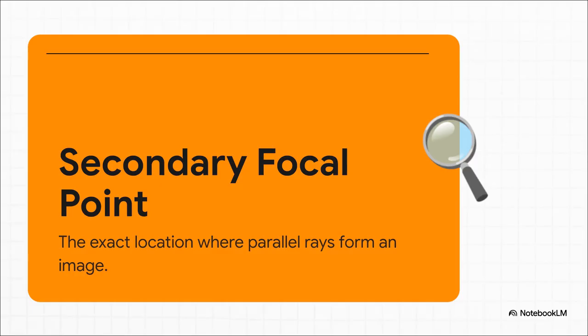Before I give you the golden rule, we need to define a property of the spectacle lens itself, and that's the secondary focal point. This is an intrinsic property of the physical glass you're holding in your hand, entirely separate from the eye. It's the exact, precise location where parallel rays of light coming from infinity will form an image after being bent by that lens. Think of holding a plus lens up to the sun to burn a hole in a leaf. That burning spot, that is the lens's secondary focal point.